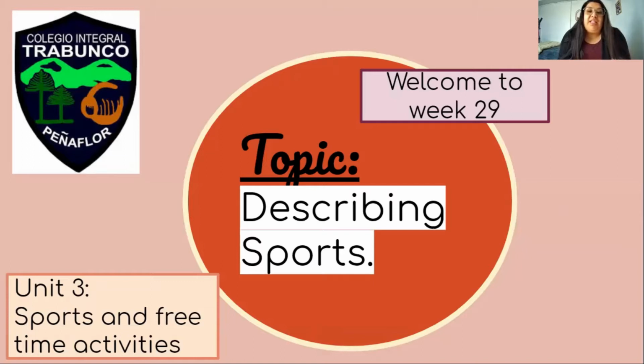Today we're going to continue with unit number 3, which is called sports and free time activities. We've been talking a lot about sports. We saw different types of sport. We saw the verbs play, do, and go, and we learned that we use them with different sports. It could be outdoor sports, team sports, or sports that are played on your own. Okay, so today we're going to continue talking about sports, but we're going to talk about describing sports. So we're going to use some words to describe these sports.